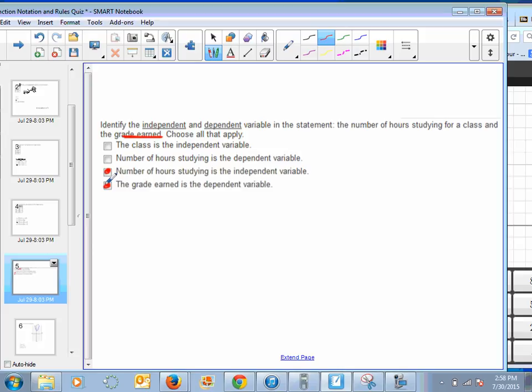For example, the amount of money you earn depends on how much you get paid per hour. So the amount of money you earn is dependent.